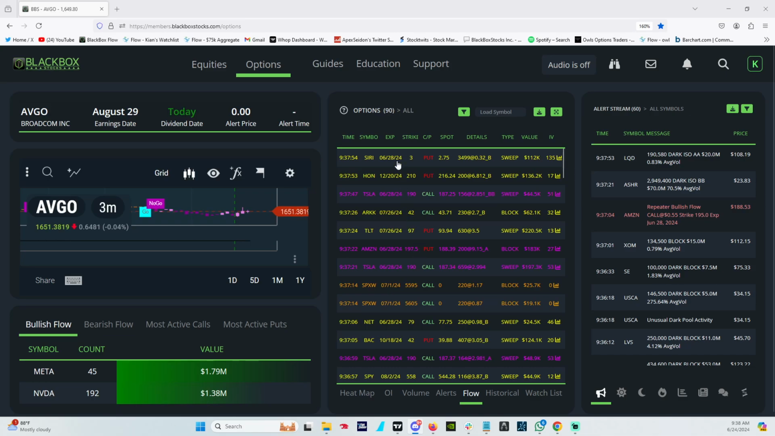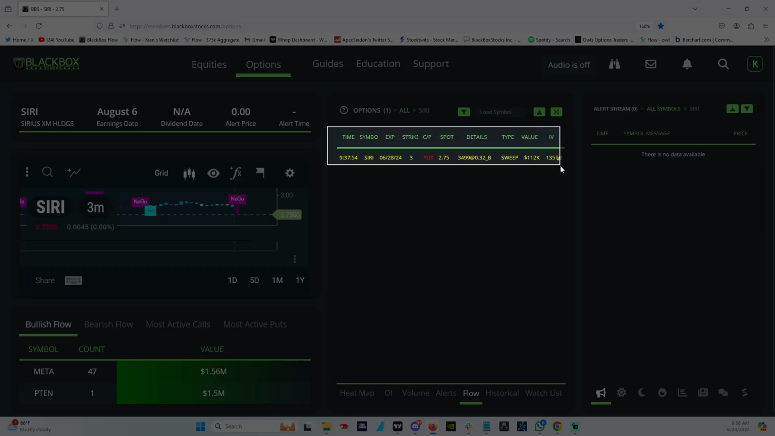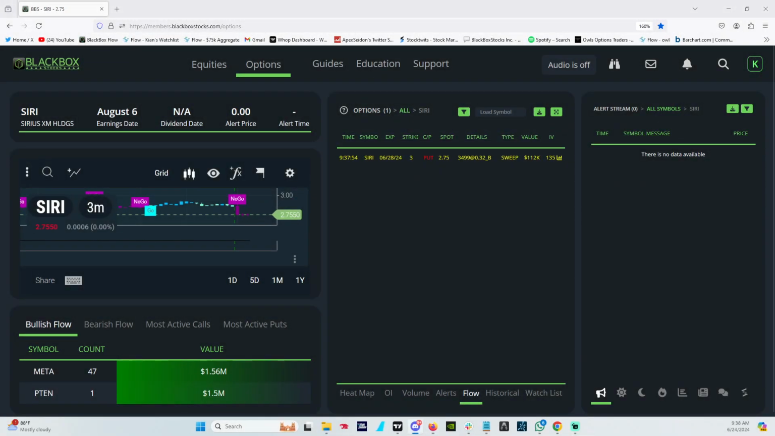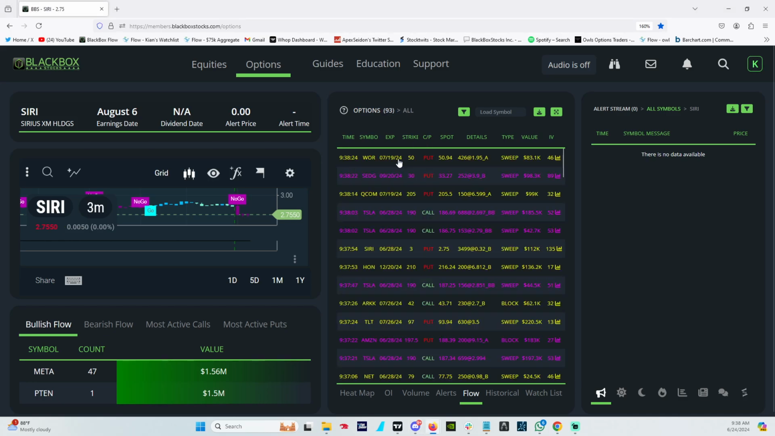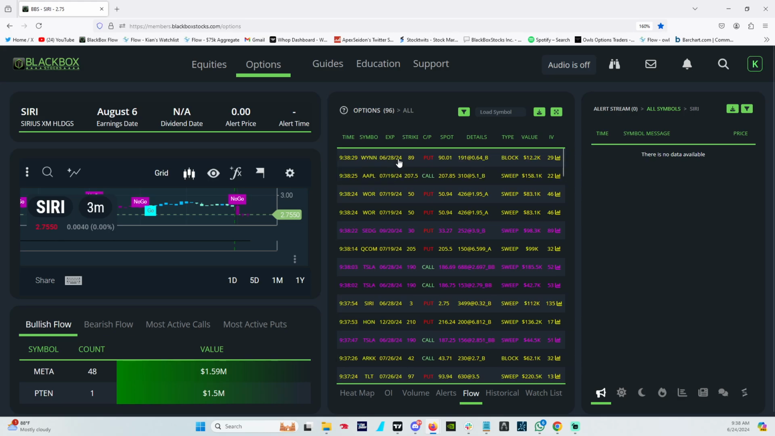Look, this is interesting. Siri 3 put at the bid, it's at 2.75, so they're expecting Siri to be above 3 by expiration for 112,000, right? We don't really see that much flow in Siri with over 100,000 in premium. So this is a bullish bet, and they're expecting Siri to be above 3 by 6/28, and that is literally in 4 days. So that is interesting. I would honestly consider that sus, right?